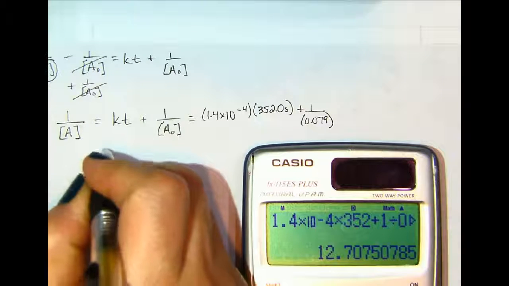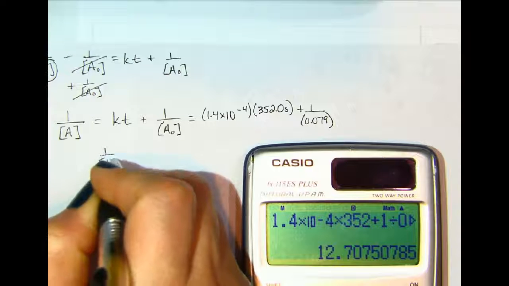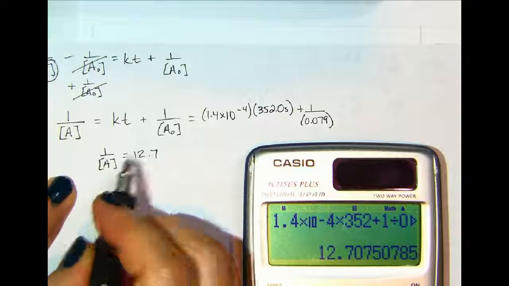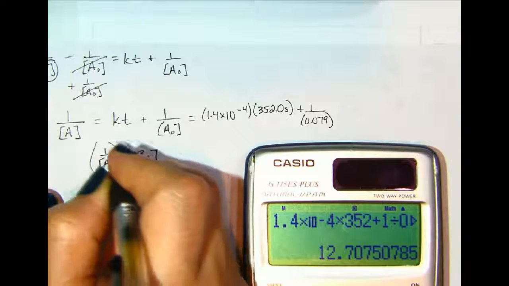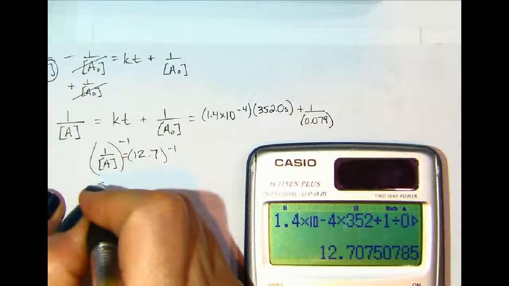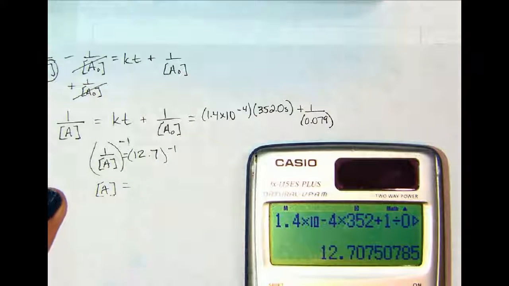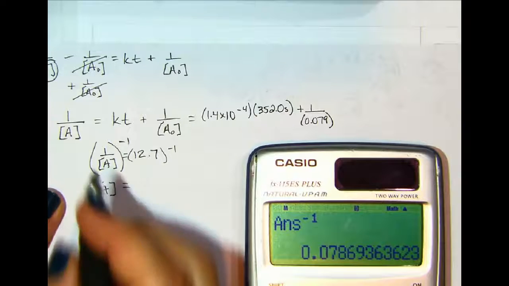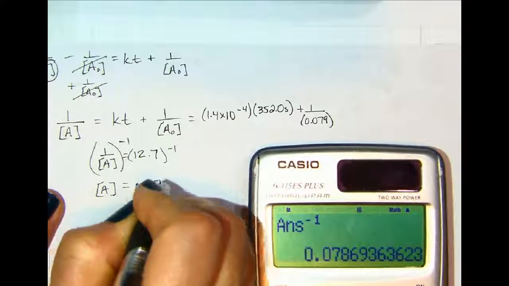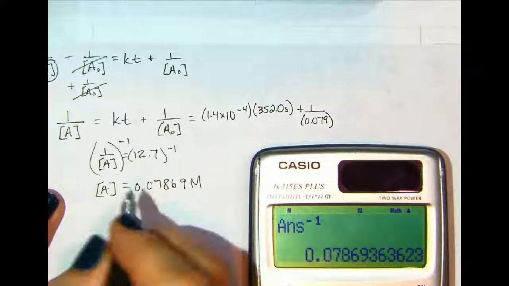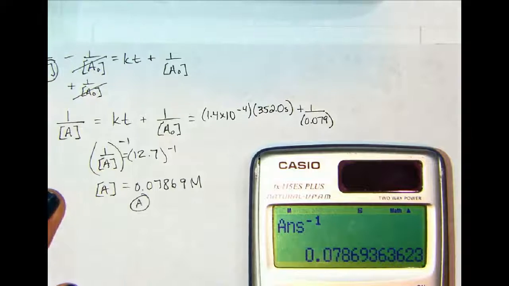However, we have to be careful because this is equal to 1 over the concentration. And so I'm actually going to have to take the inverse of each side of this equation in order to get my concentration of A. So I'll type it to the negative 1, and we get 0.07869 molar is the concentration, which is letter A.